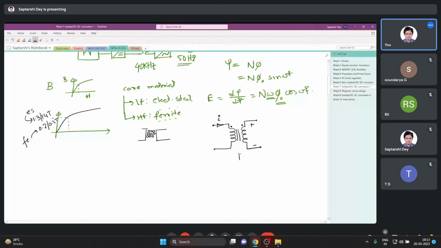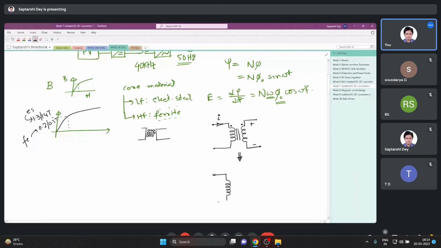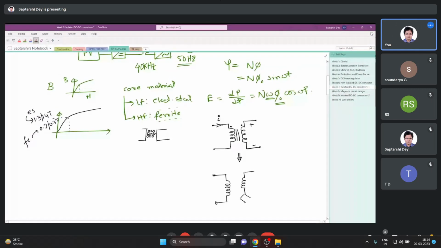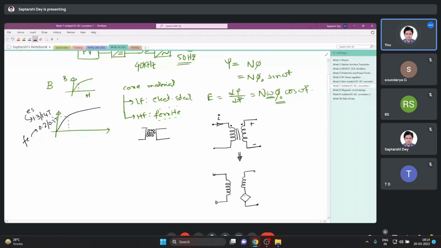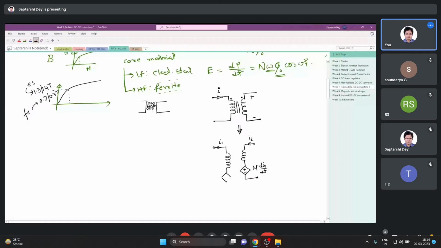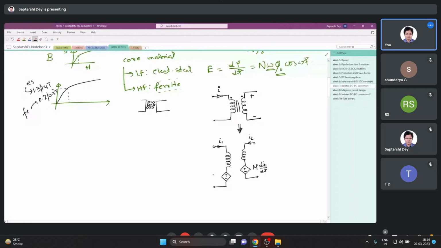Okay, so this can be reduced to this. I have this. Now I will not draw the coupling anymore. I am trying to decouple. So instead what I will have is a dependent voltage source, and it will be M di1/dt, where I1 is this current. Similarly, something will also come here because a current I2 is also flowing, and this is the same M di2/dt.